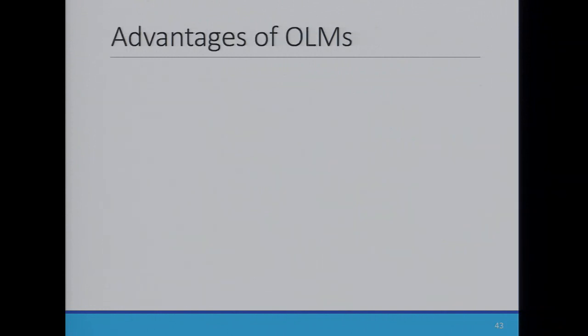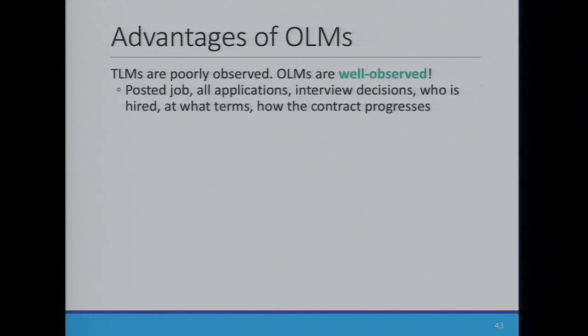So what are the advantages of online labor markets compared to traditional labor markets? Traditional labor markets are very poorly observed. We don't see anything. It's completely decentralized. People are applying. We don't really know what happens in the process. Maybe we see who's hired at the end of the day, but not any of the process until then. In contrast, online labor markets are extremely well observed because we can be the platform and we can see every part of the process. So we can see the job posted, all of the applications sent, the interview decisions. We can even see messages going back and forth sometimes, maybe not the text, but how many there were, who wound up hired, what the final terms were, how the contract progresses. We can observe all of this, which is very exciting especially for empiricists who want to study labor markets.